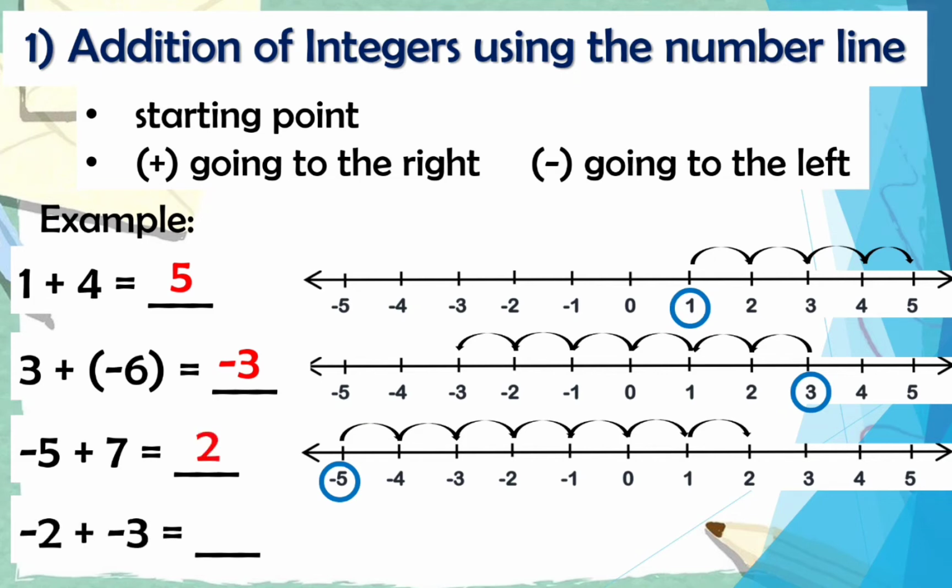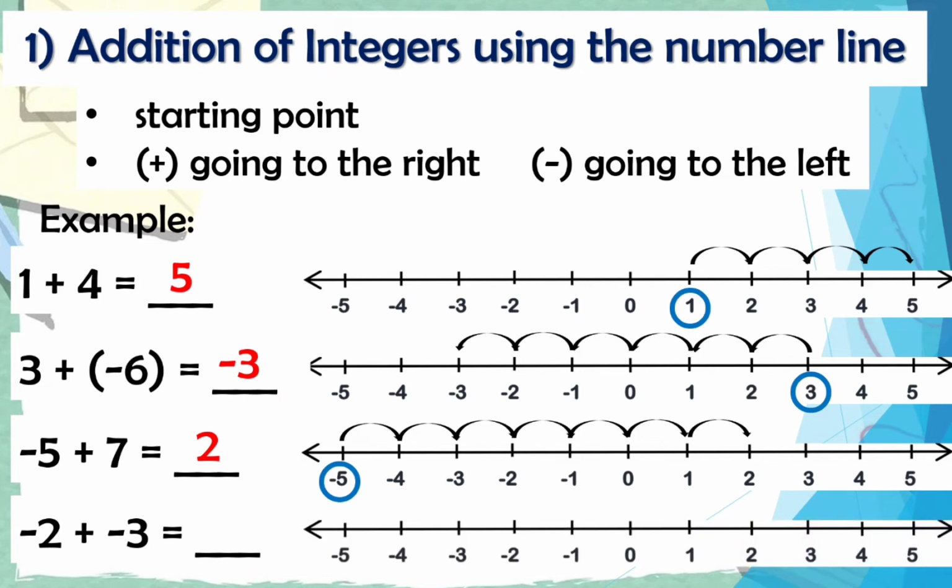Last, we have negative 2 plus negative 3. So, in number line, our starting point is negative 2. So, from negative 2, pupunta tayo sa kaliwa ng 3 beses. Kasi sabi plus negative 3. Since negative, the direction of our movement is going to the left or papunta sa kaliwa, 3 beses. Mag-start tayo sa negative 2, punta sa kaliwa ng 3 beses. So, 1, 2, 3. So, minto tayo sa negative 5. Therefore, our answer is negative 5.